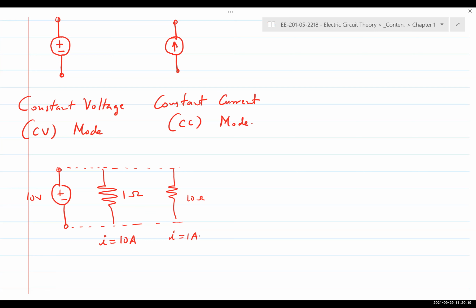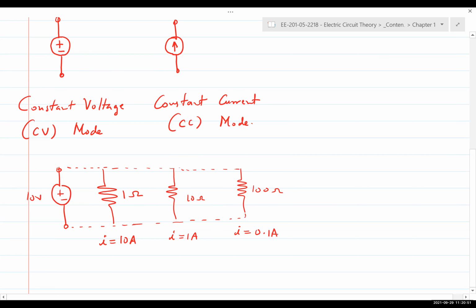Does that make sense? So it's a voltage source, a constant voltage mode. We change this to 100. And the same thing, I would now be 0.1 amps. So the voltage supply will vary the current. It will change the current depending on what the load requires. So that's constant voltage mode, or a voltage source.